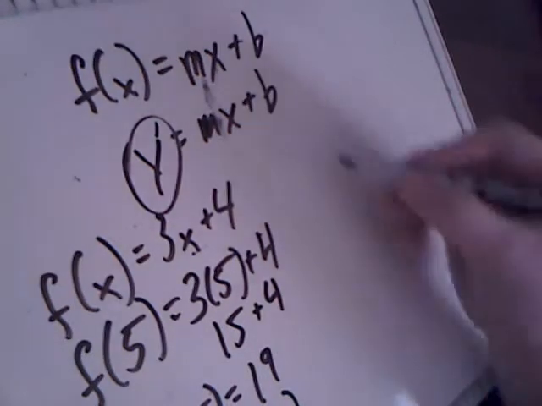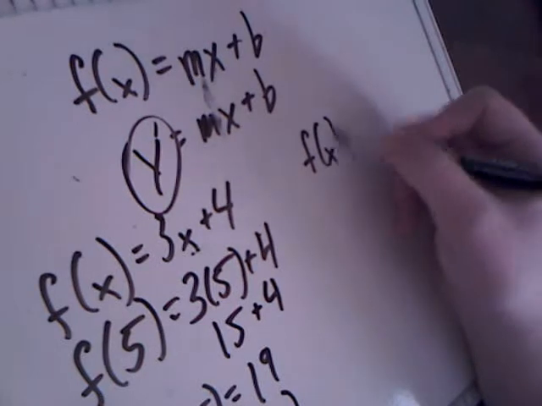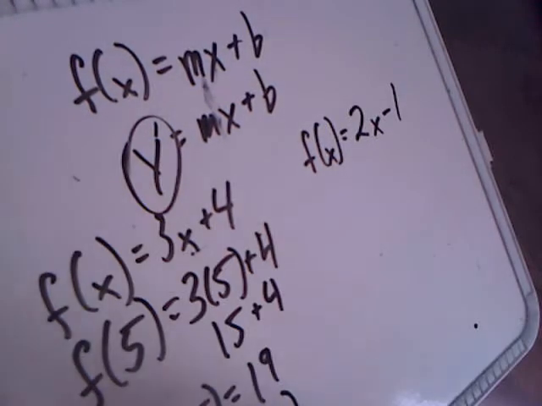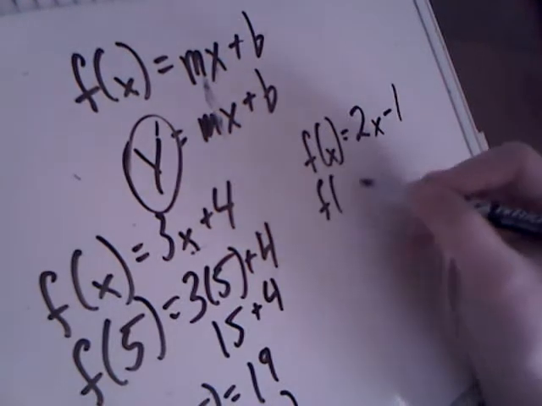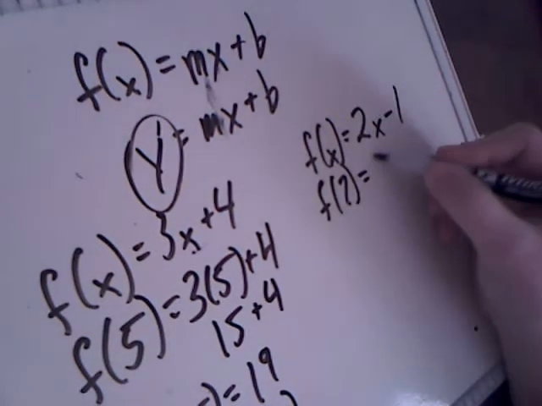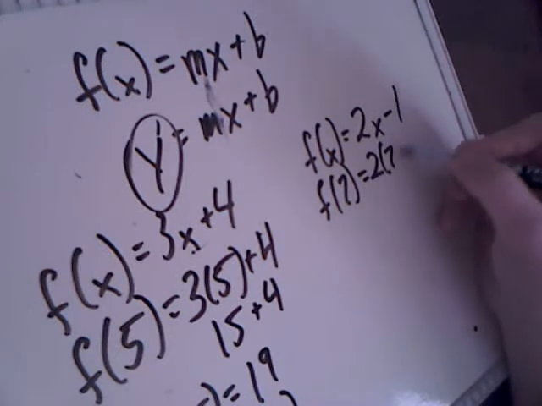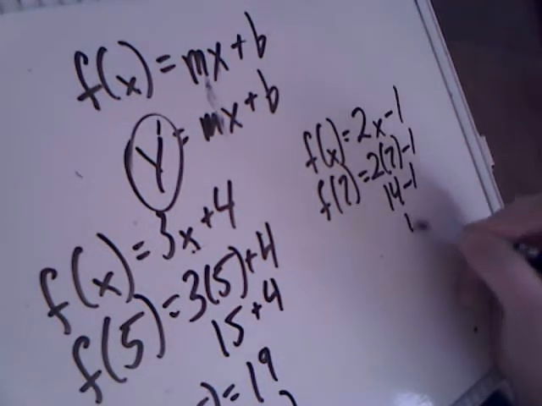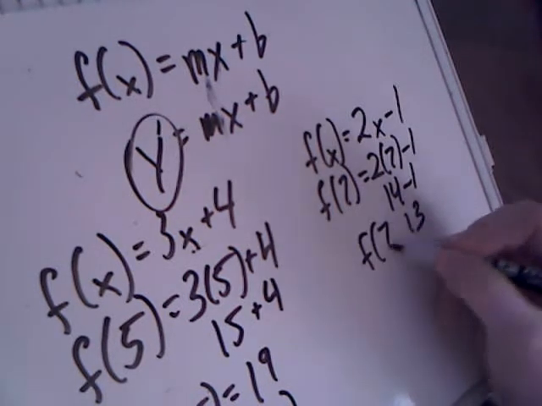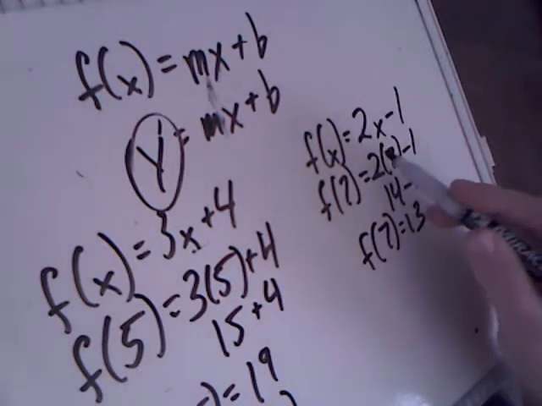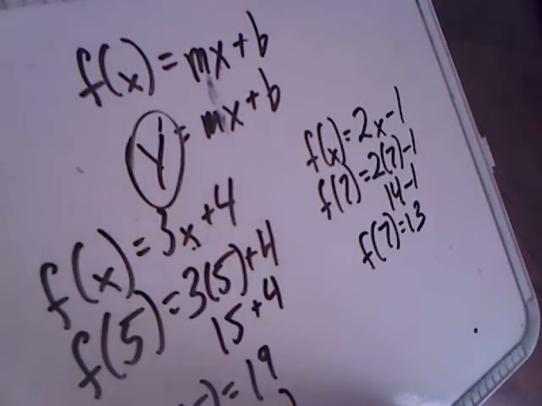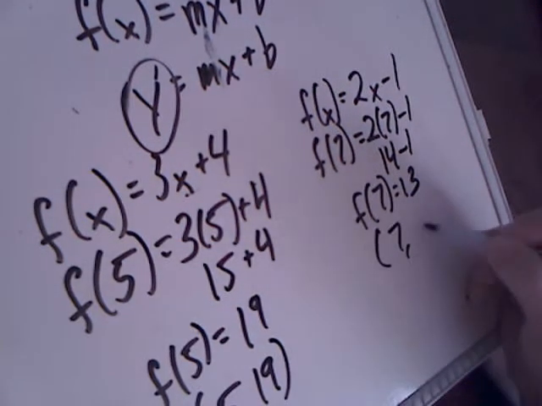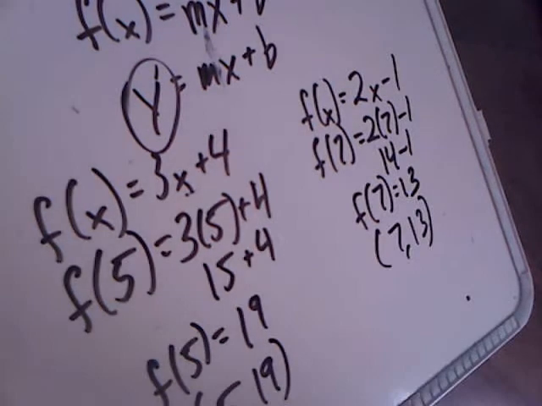Let's take a look at one more. What happens when f of x equals 2x minus 1? Let's go ahead and make f 7. So that means that instead of writing x, I'm going to write 7. 2 times 7 is 14 minus 1, which is 13. So when x is 7, 13 is going to be the answer, and in this case, our coordinate point is going to be (7, 13).